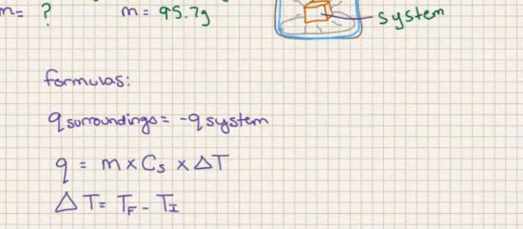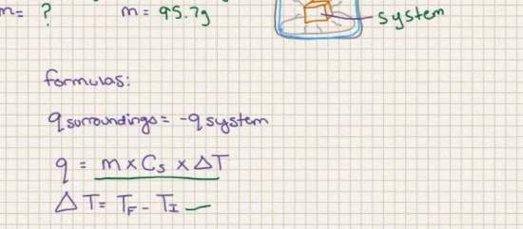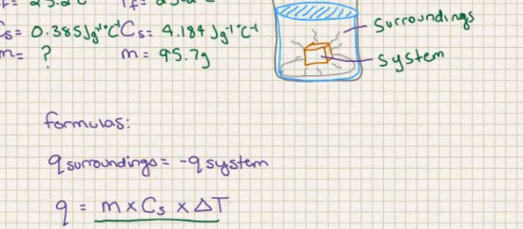So the formulas we're going to be using are Q surrounding is equal to a negative Q system. So whatever the system gives off, that's a negative number, and the surrounding will be positive, depending on the situation. And then we're going to use our formula here to plug in all of our known values. And this is just the formula to find the change in temperature. So let's start with water since we're given more information about it.